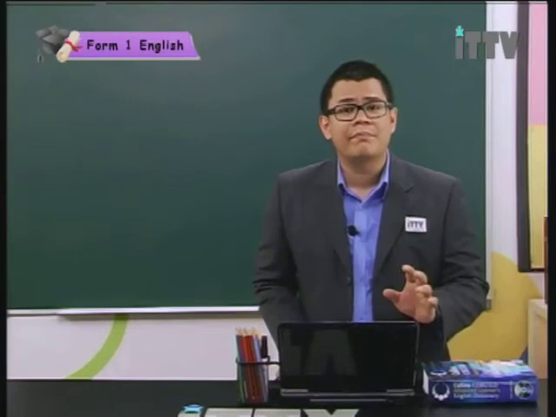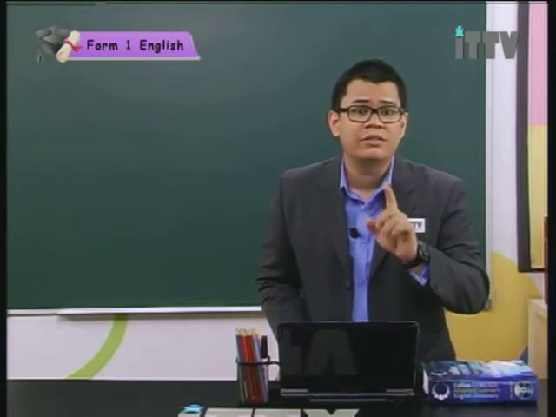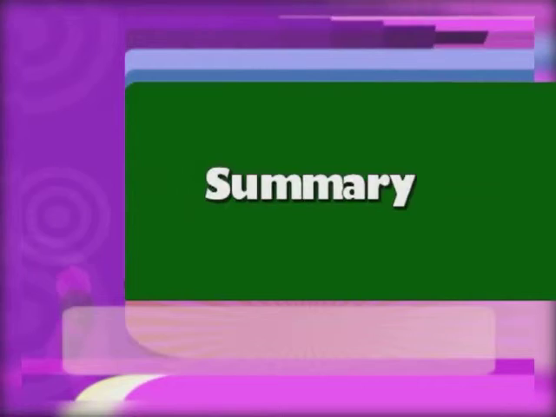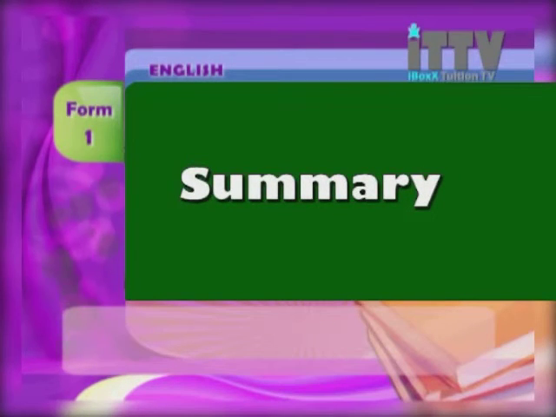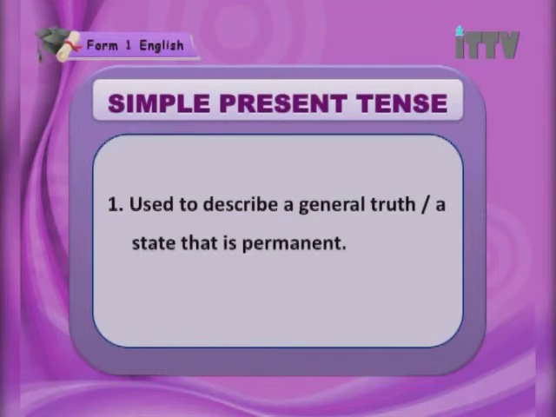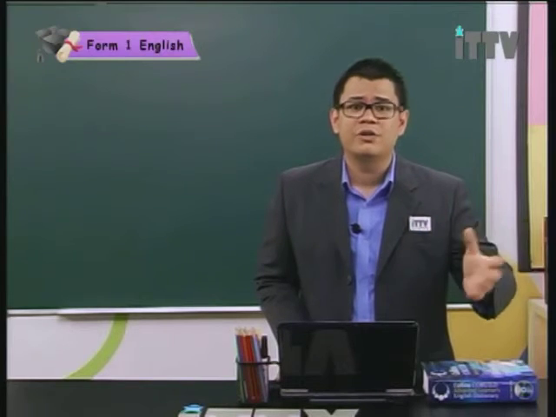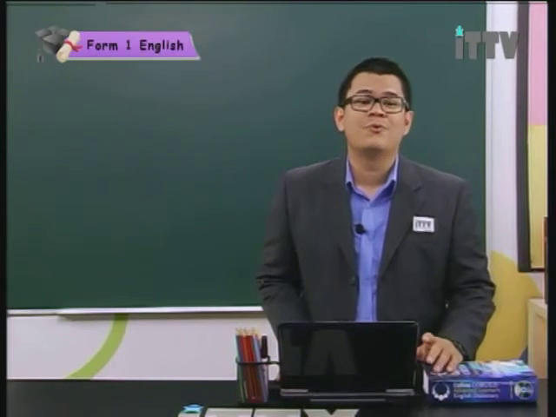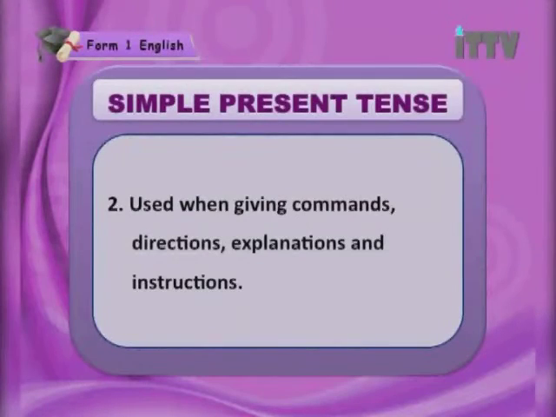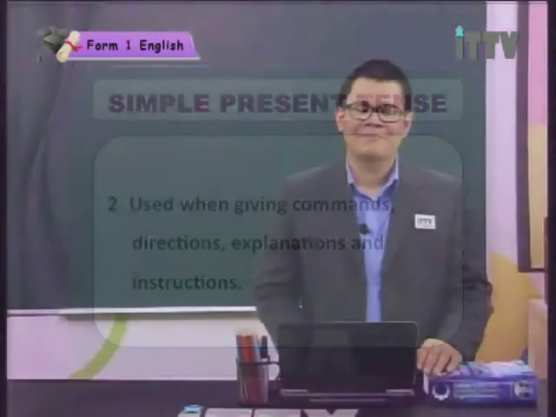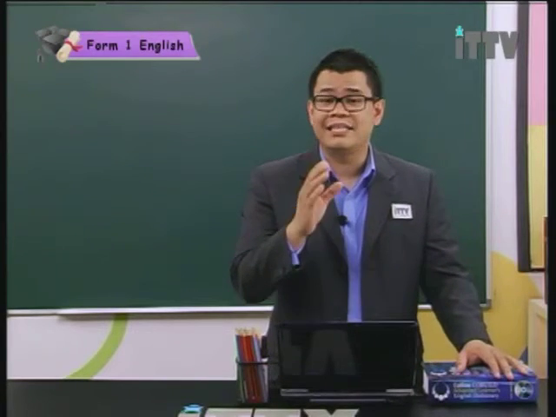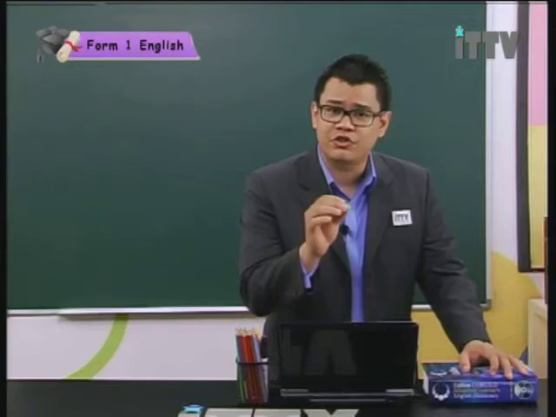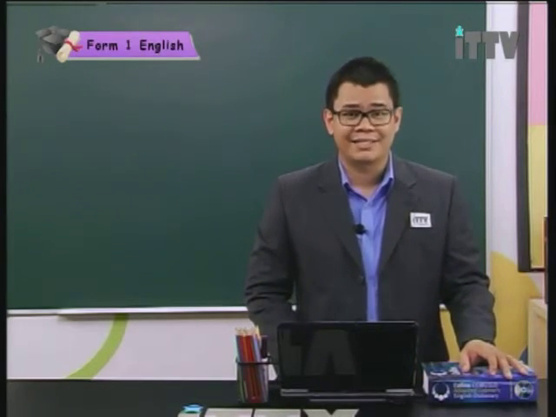Now, I want you to remember the 4 examples of when to use simple present tense. The first one is used to describe a general truth, a state that is permanent. So when something is accepted everywhere, when something is always true, that is when we use simple present tense. Number 2, used when giving commands, directions, explanations, and instructions. So remember, whenever you're giving commands, directions, explanations, or even instructions, we need to use simple present tense.